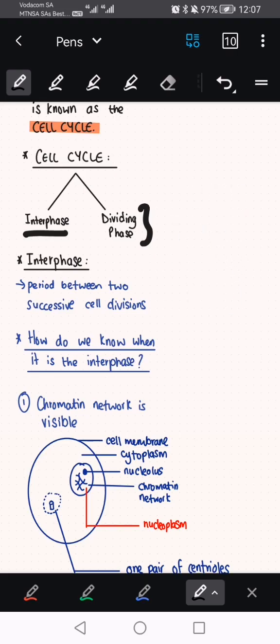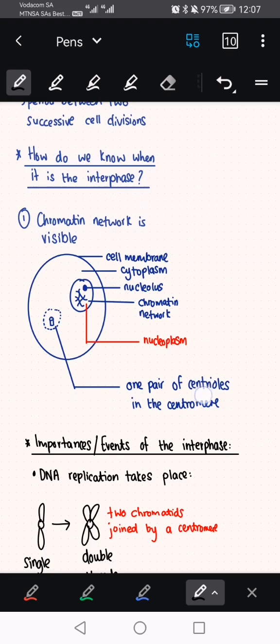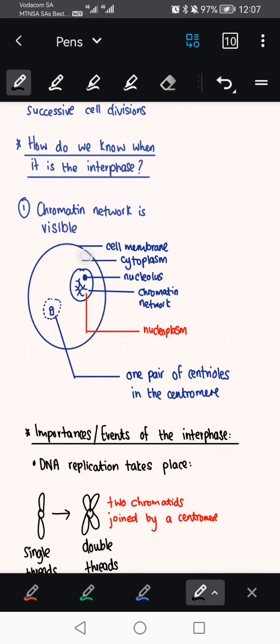But if we're looking at meiosis or mitosis, and we need to identify the interphase, we know it's the interphase when the chromatin network is visible. Remember, the chromatin network is that ball of material that we find within the nucleus, and we can see that over here. Because the chromatin network is visible, we know that it is the interphase, because only in that phase where DNA replication and other metabolic processes are taking place, then we know it is the interphase, right?